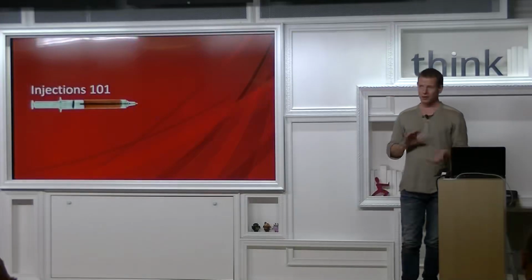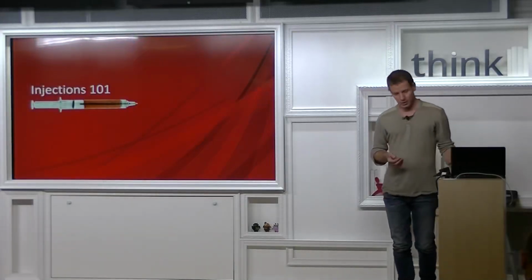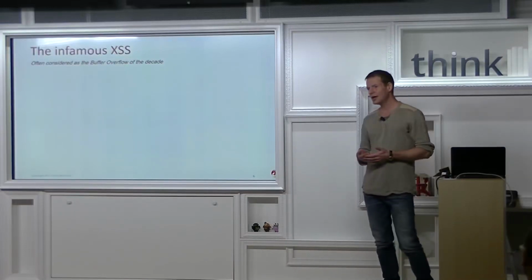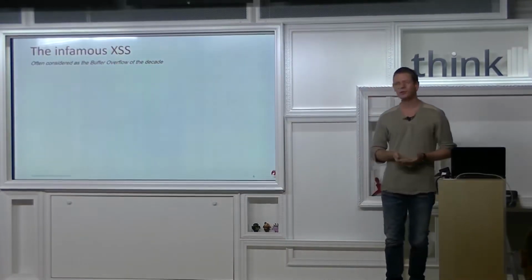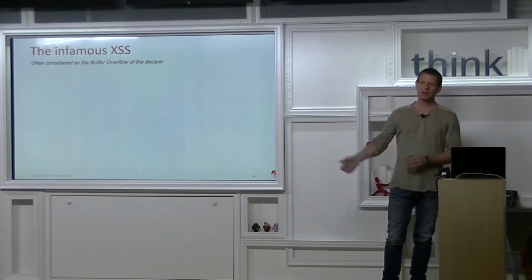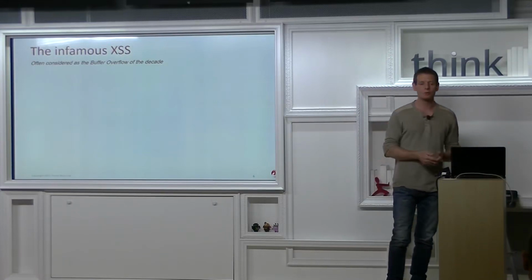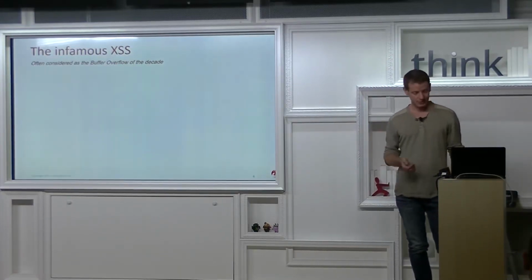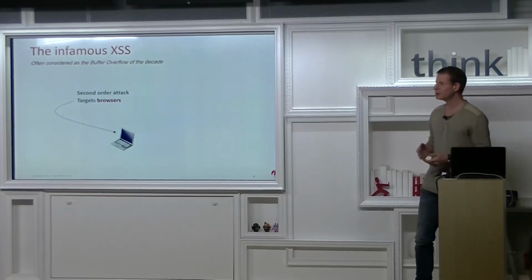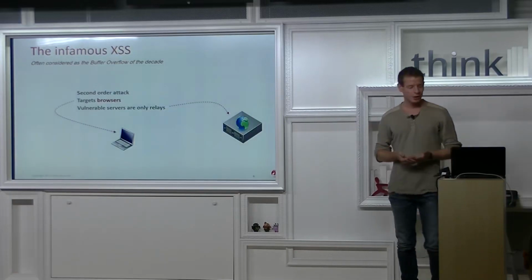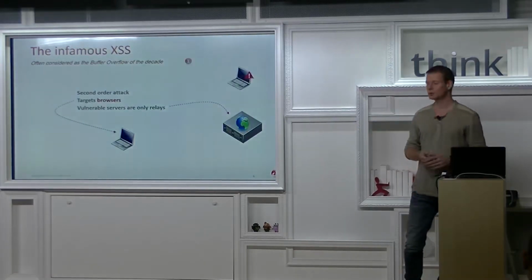So first, let's talk about the injection, the 101. Of course, I guess most of you heard about cross-site scripting. It's often considered the buffer overflow of the decade because it's very easy to write. It propagates through vulnerable websites, so everywhere. It's marvelous, the vector. Just remember, it's a second-order attack. The real target is the browser, and it's going to use some vulnerable web servers just like relays.